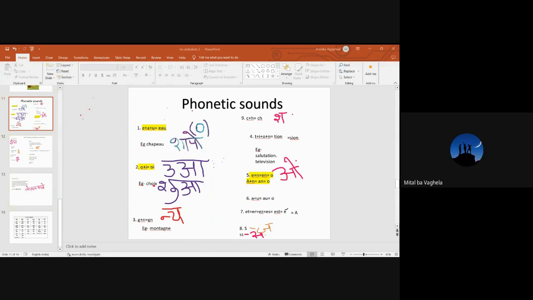AU is O. Right. And Liba? ET, ER, ES, EST, simple A. Simple A, na? A. Like how we call the alphabet A. Okay. And Mithul, the sound of single S? Z. And Mithul, the sound of double S? S. Right. I hope the phonetic sounds are clear.